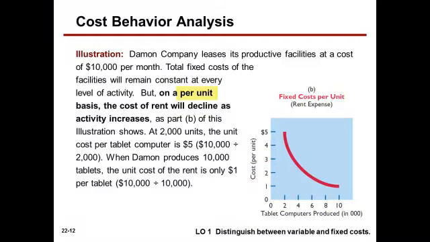Looking at the same cost on a per unit basis, the cost on a per unit basis will decrease as activity or production increases. In our example here, at 2,000 units of production, the unit cost per tablet is $5. $10,000 divided by 2,000 units. When the company produces 10,000 tablets, however, the unit cost of that fixed rent is only $1. $10,000 of rent divided by 10,000 units of production. So our cost curve slopes downward as we're more efficiently making use of our fixed cost as we produce more units.